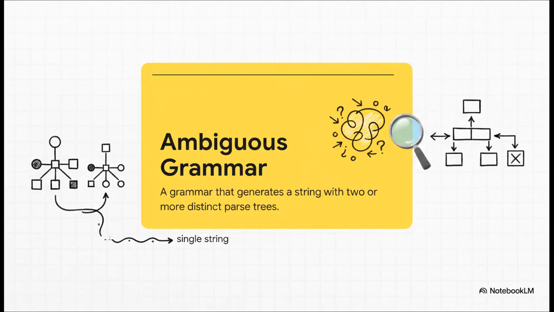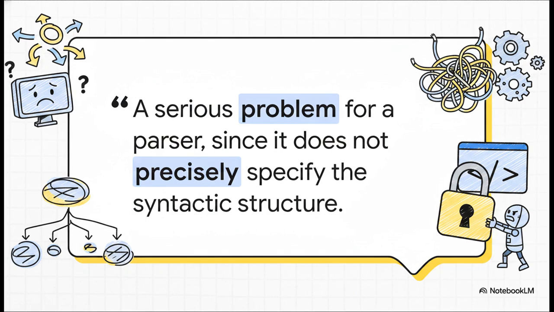So, now we can finally put a formal name to it. An ambiguous grammar is any grammar that allows a single string of code to have two or more different parse trees. It just means there's more than one valid way to interpret the instruction. And this isn't just some academic thought experiment. As the source text says, it's a really serious problem. A computer can't just pick one. If the structure isn't precise, the meaning isn't precise, and the program just can't be reliably translated. The computer is basically stuck.